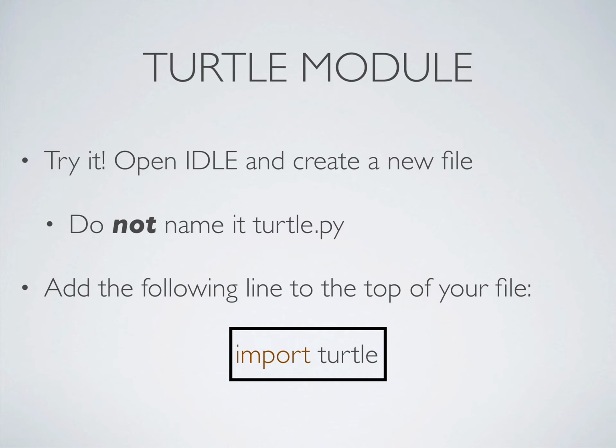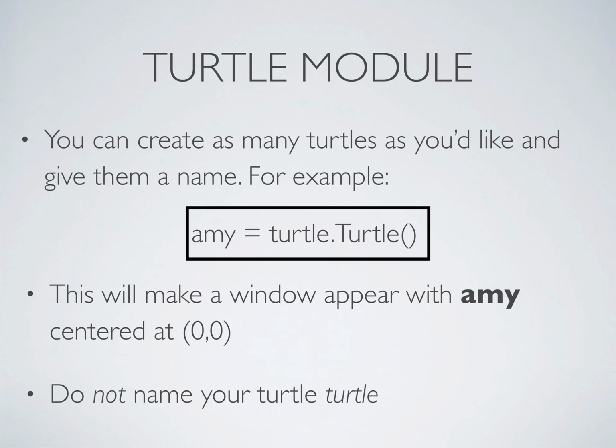So go ahead and make a new file. Add the following line to the top of your file. Remember, this is the standard import line, but this time we are importing turtle, not math. And now, after you do that import turtle, you are going to make a turtle. This is how you make a turtle. You give it a name. So for example, Amy. You can change Amy to whatever you want. It could be your name if you want. And then you do equals turtle.Turtle. I know that seems kind of redundant, but this is how you make a new turtle.